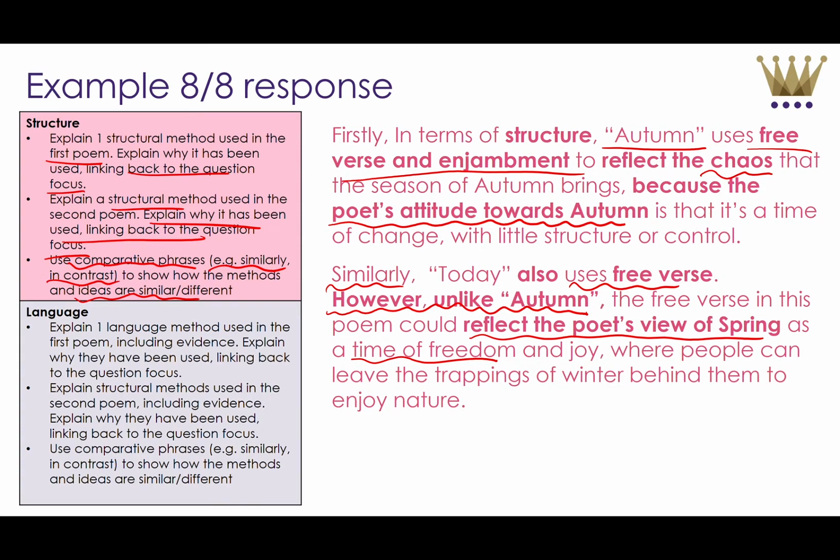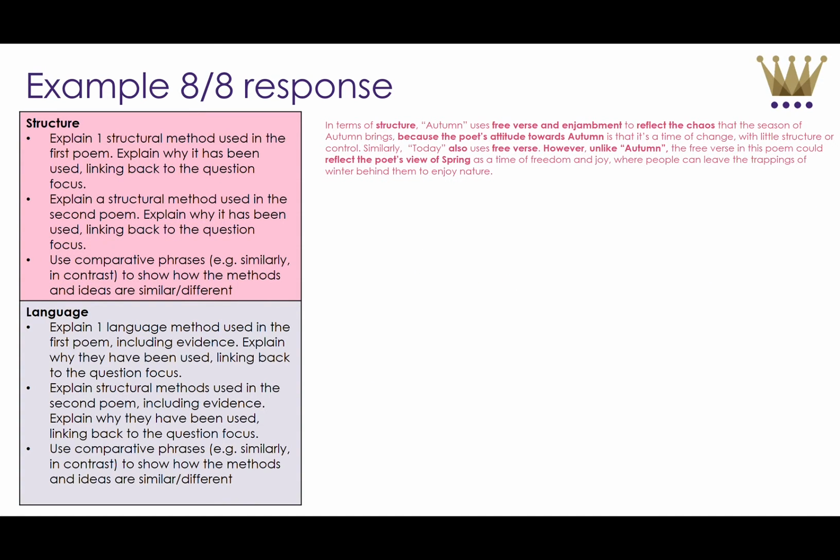Okay, then what I need to do, so there's my structure paragraph just up there, is exactly the same for language. So I'm going to explain one language method used in the poem, including evidence, and I'm going to explain why it's been used, linking back to the question focus. And then I'm going to explain another language feature used in the second poem, including evidence, explain why it's been used. And again, I'm going to use some of those comparative phrases, similarly, in contrast, to show how the methods are similar or different. So let's take a look.